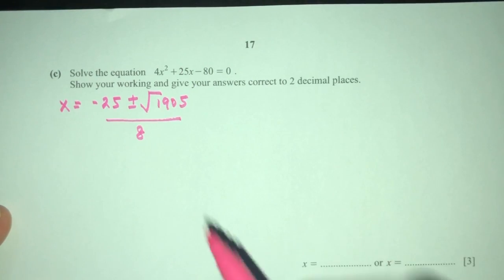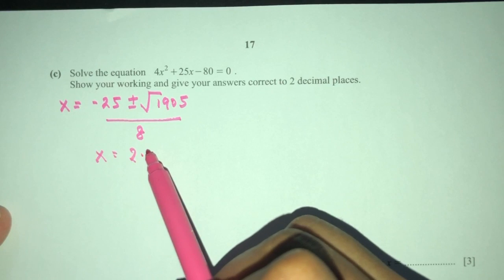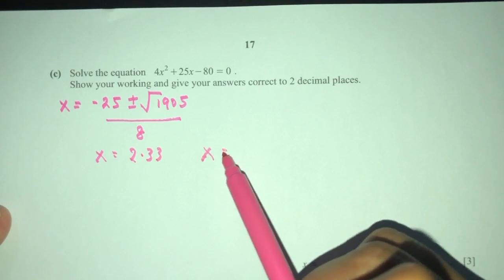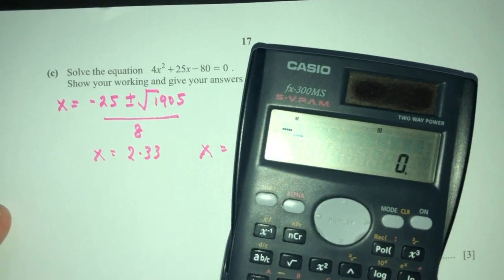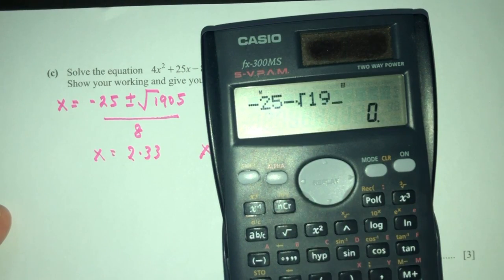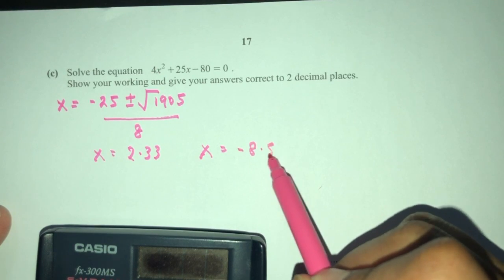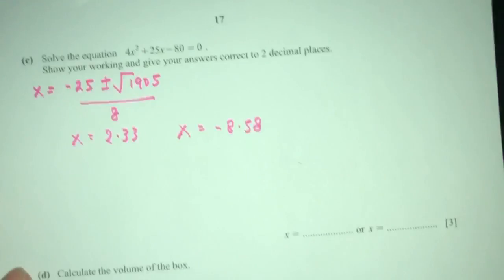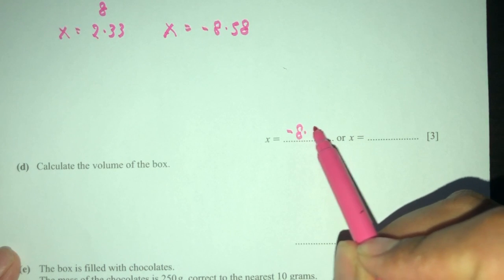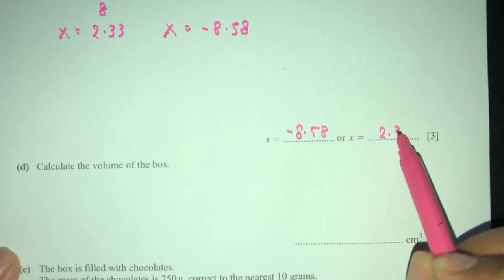That should be, x can be 2.33, and x can be what? Minus 25 minus root of 1905 divided by 8. That should be minus 8.58, correct to 2 decimal places. So your answer will be minus 8.58 and then 2.33.